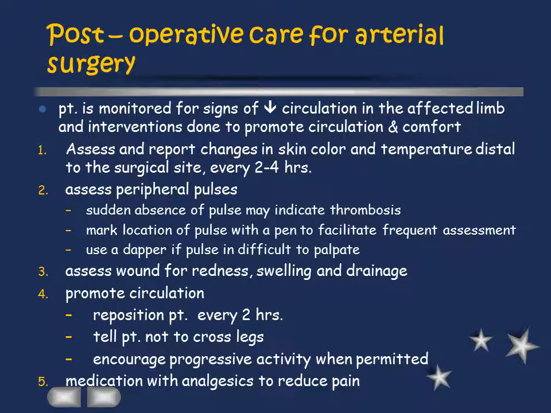Now, post-operative care for arterial surgery. The patient is monitored for signs of decreased circulation in the affected limb, and interventions are done to promote circulation and comfort. First, assess and report changes in skin color and temperature distal to the surgical site every 2 to 4 hours. Then assess peripheral pulses. Sudden absence of pulse may indicate thrombosis. Then mark the location of the pulse with a pen to facilitate frequent assessment. Use a Doppler if the pulse is difficult to palpate.